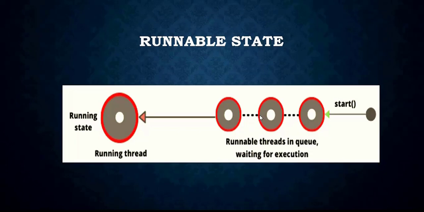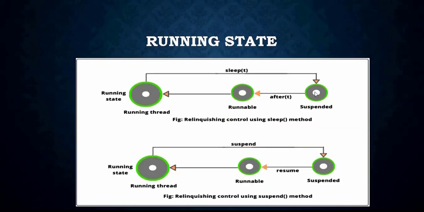Then what is the running state? Running means a processor has allocated a time slot to the thread for its execution. When the thread scheduler selects a thread from the runnable state for execution, it goes into the running state. Look at this figure. In the running state, the processor gives its time to the thread for execution and executes its run method. So this is the state where the thread performs its actual functions. A thread can come into the running state only from the runnable state, as I said.